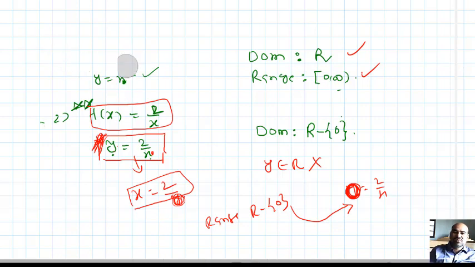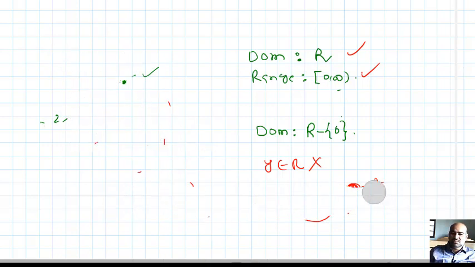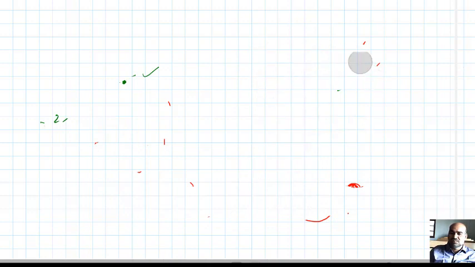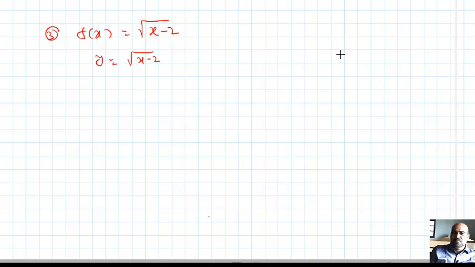So I want to use another example. Yeah, this is an interesting example. Third example: f of x is given as root over x minus 2. I want to find the domain and range. Okay, students, first of all, y is equal to root over x minus 2. Now my question is, for what values of x is y real? Root over a negative number is not a real number.